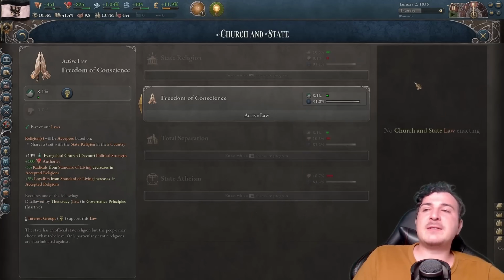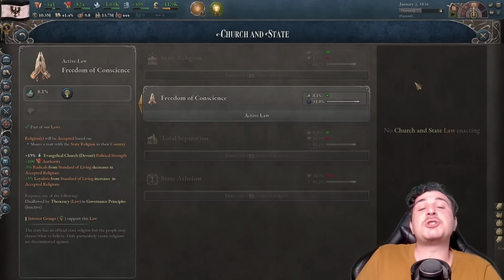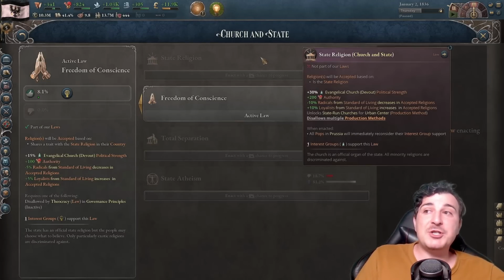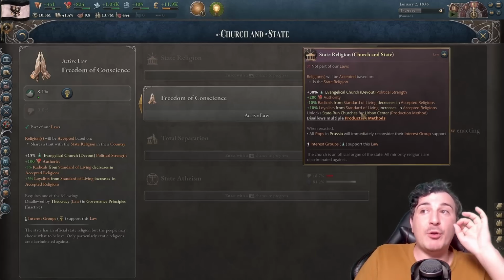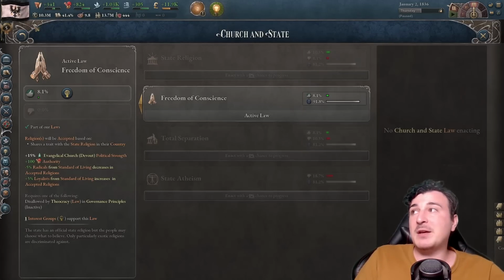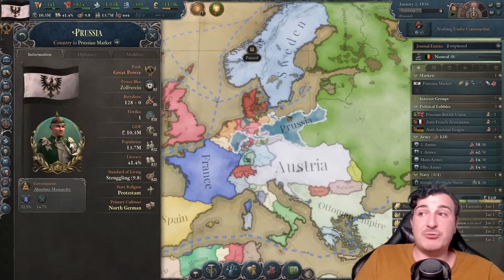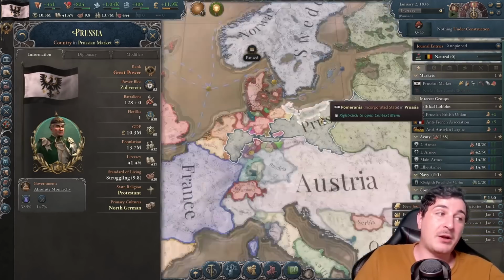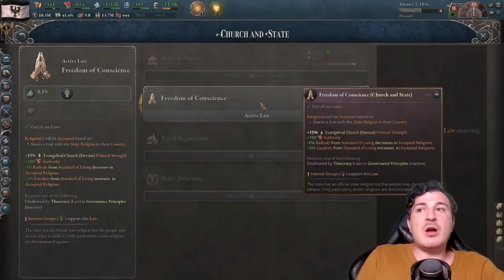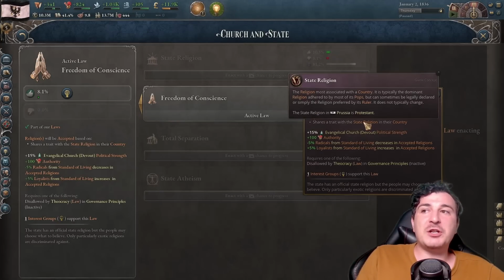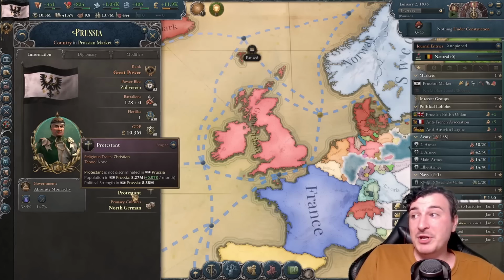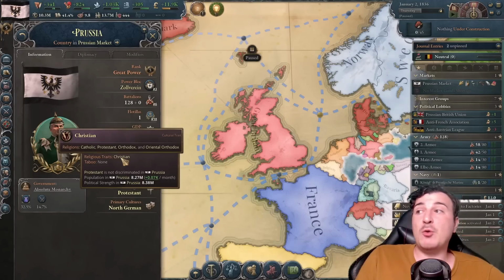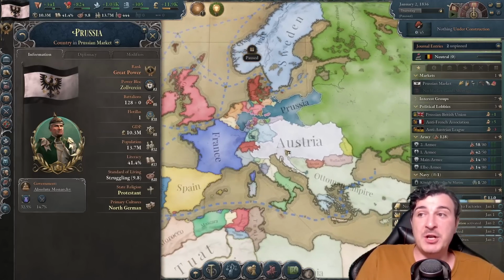Church and state defines what religions you accept and what religions you discriminate against. If you're set to state religion, you get a massive authority buff, as well as you get political strength for your church interest group and some more bonuses, but only your primary religion is accepted. Everybody else that, say in our case, is not Protestant gets discriminated. So all the Catholics would get discriminated in our country. If you set it to freedom of conscience, as long as a religion in your country has a shared trait with the state religion, then it is accepted. So in our case, Protestant is Christian, so all the Christian faiths will be accepted. Everybody that's not Christian is going to be discriminated.